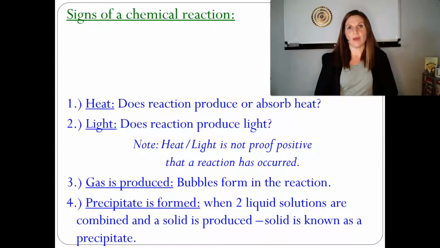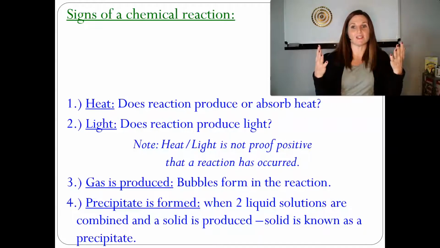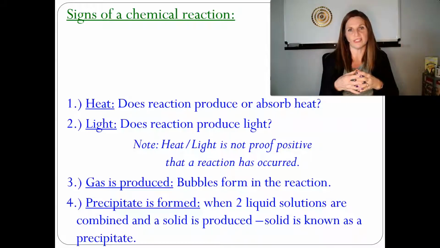When two compounds combine, it is sometimes tough to decide whether or not a chemical reaction has occurred. So what we want to do is look for some of these signs, some of these symptoms, byproducts of a chemical reaction. We might look to see if the reaction is giving off light. Oftentimes when things burn, they are reacting chemically. We can also look for heat. Does the reaction get hot, or does the reaction feel cold to the touch?